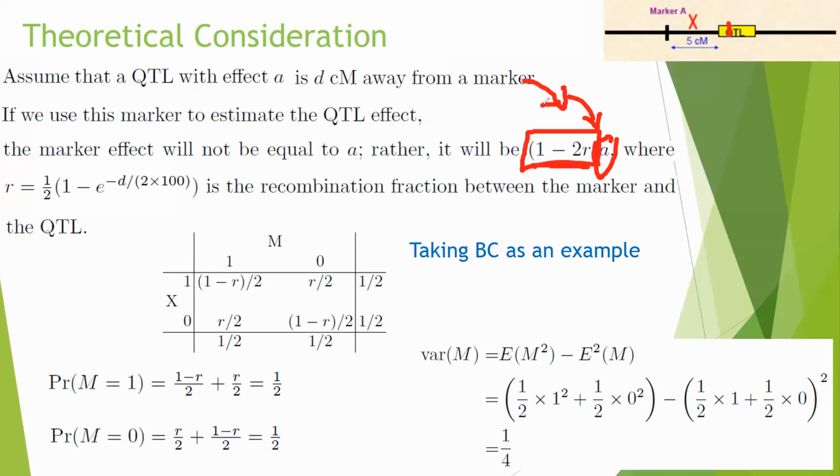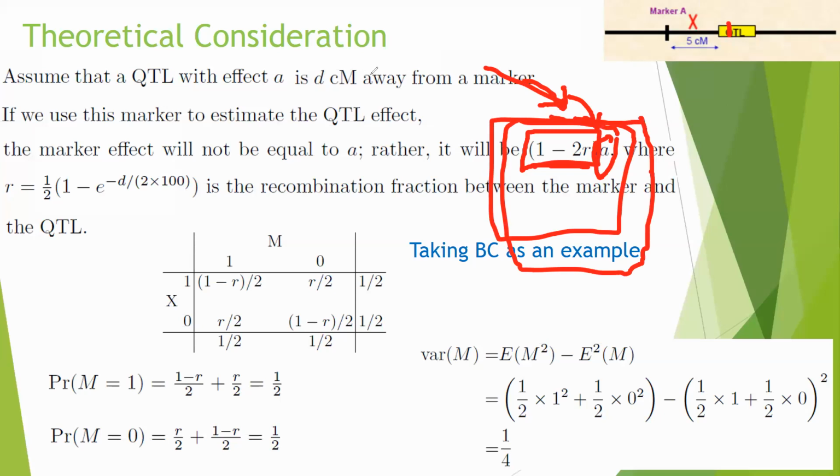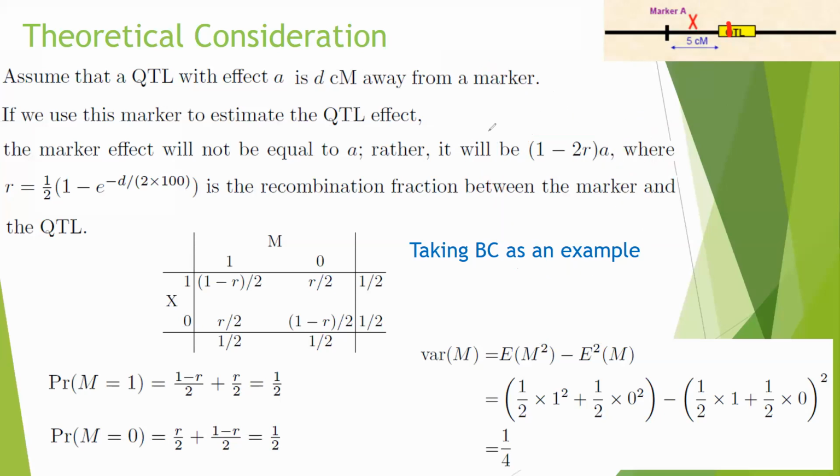So to answer your question, this is the solution. How well can we scan the genome and detect the small effect QTL? It totally depends on this formula, right?